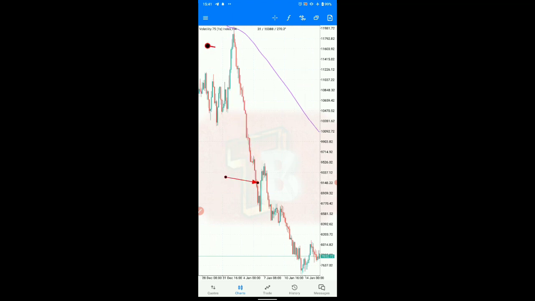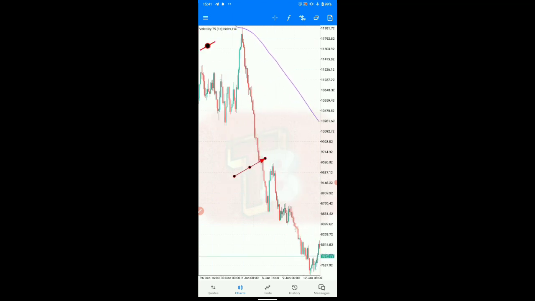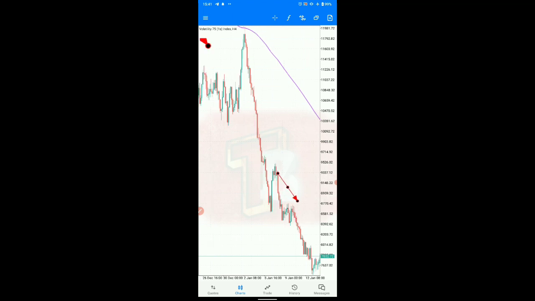There's a correction right here. This is a correction we have there. Then we wait again for another impulsive move. This is another impulsive move here. Then after the impulsive move, we have another correction right here.